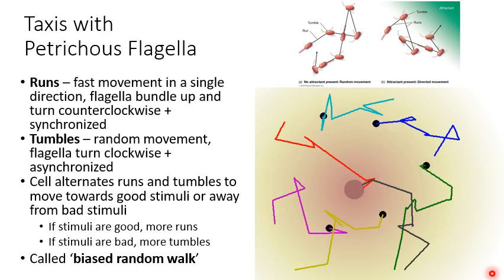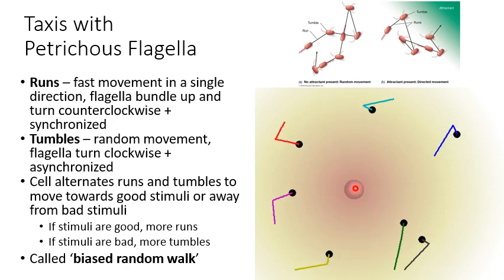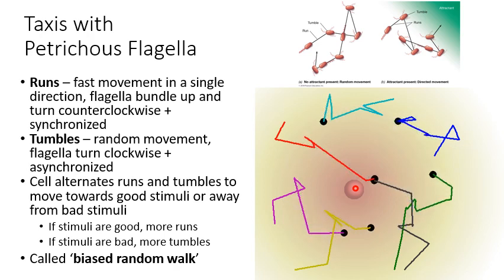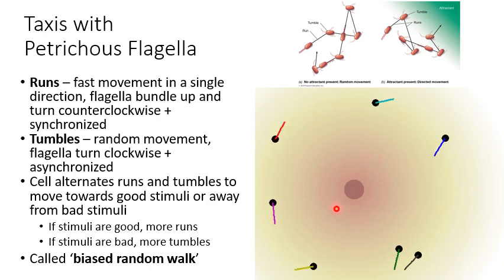This is called a biased random walk, because they're not actually able to say, like, the center is in this direction, I'm just going to run that direction. They can't do that. They can't pick their direction. It's just random. But it's biased because they're going to run more if they're going the right way, and they're going to tumble more if they're going the wrong way. And eventually they end up getting to the center.